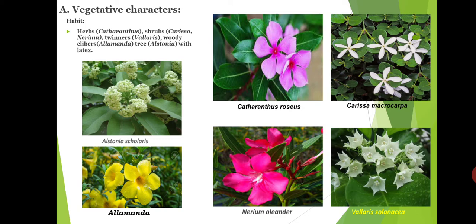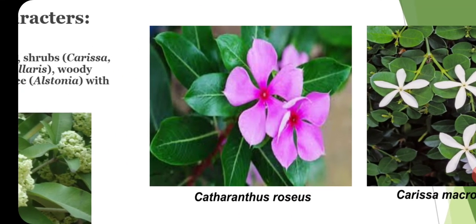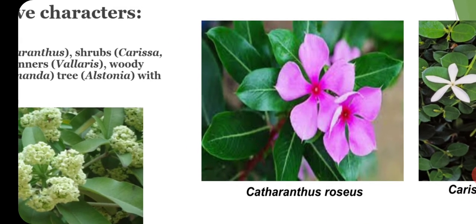And always the plant is with latex, not like the normal rubber, but most of the plants here have this latex. First we will see the examples for these types. Herbs: this is a very familiar one. In Malayalam it is called Savannari, Catharanthus roseus or Vinca rosea.